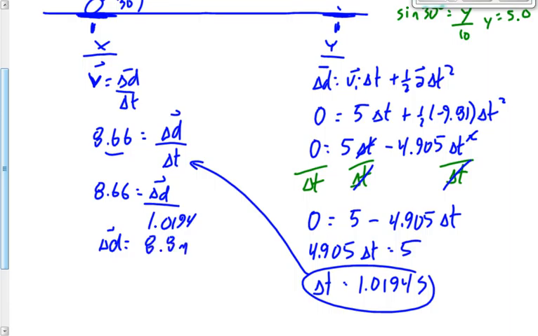How far does this ball go? You kick this soccer ball at this angle of 30 degrees, 10 meters per second. How far does it go? 8.8 meters. Does that make sense?